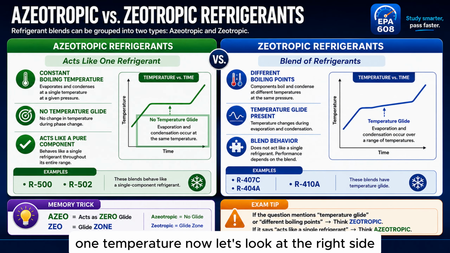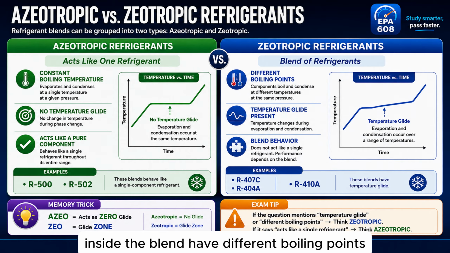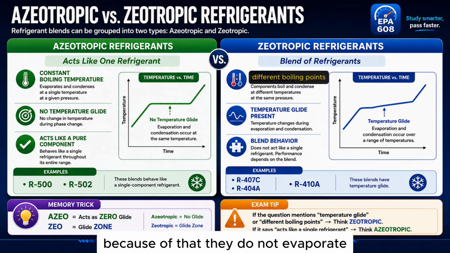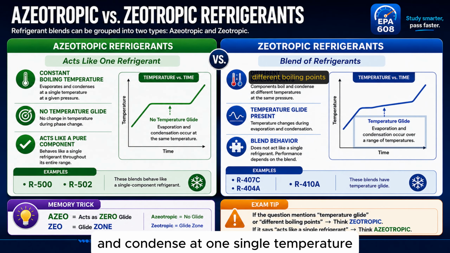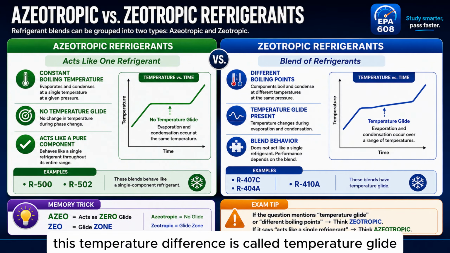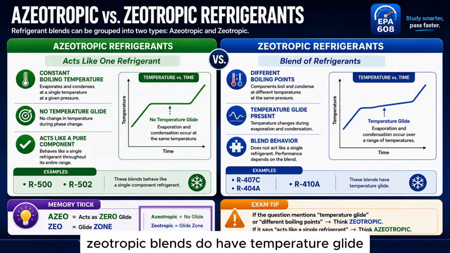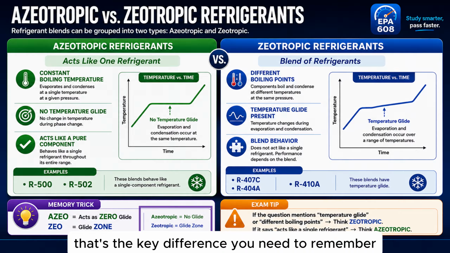Now let's look at the right side. Zeotropic blends are different. The refrigerants inside the blend have different boiling points. Because of that, they do not evaporate and condense at one single temperature. Instead, the temperature changes throughout the phase change process. This temperature difference is called temperature glide. So if you're comparing the two, azeotropic blends have no temperature glide. Zeotropic blends do have temperature glide. That's the key difference you need to remember.